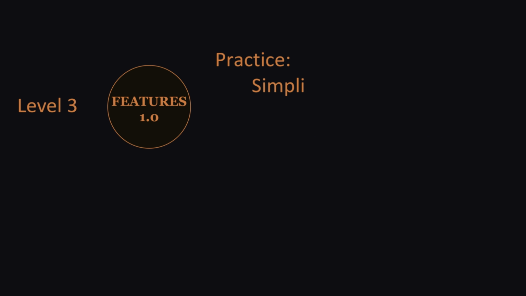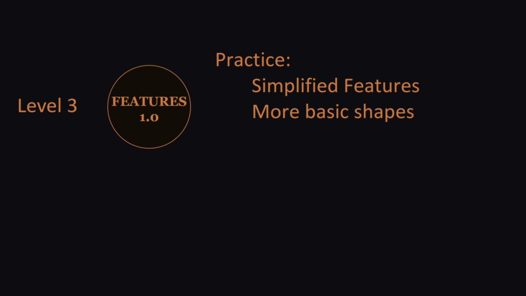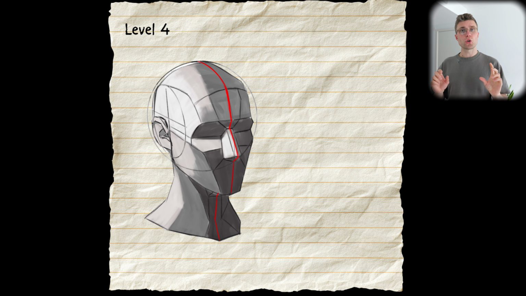So to recap, in this level you have simplified features and more basic shapes, and you're just trying to understand the 3D space that is occupied by different features of the face. Which leads us to level 4, where you start putting everything together and you have this first simplified face.